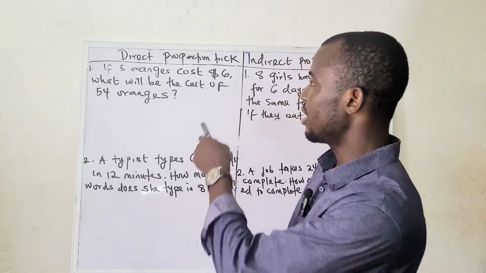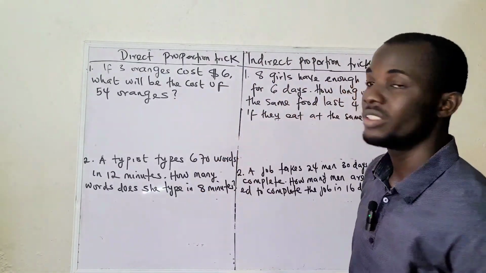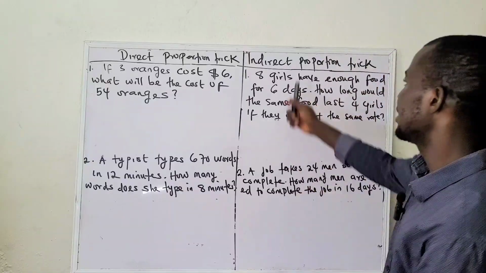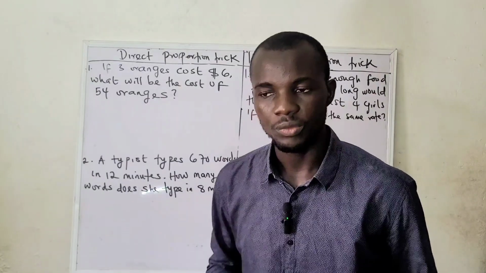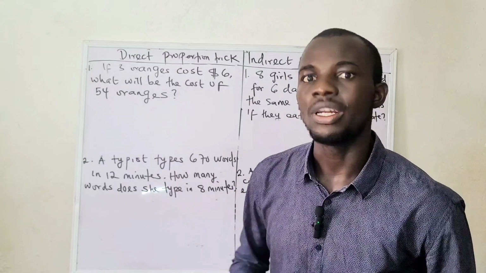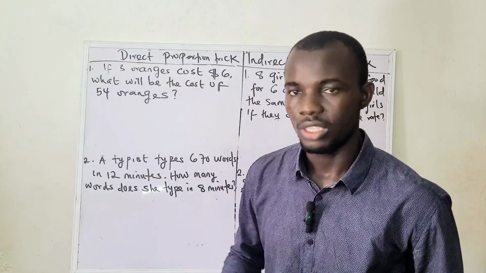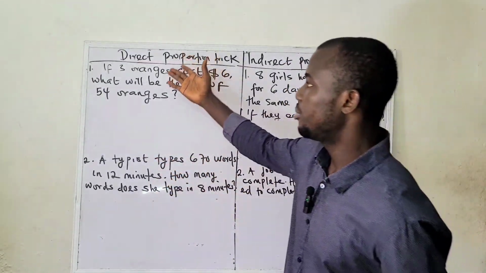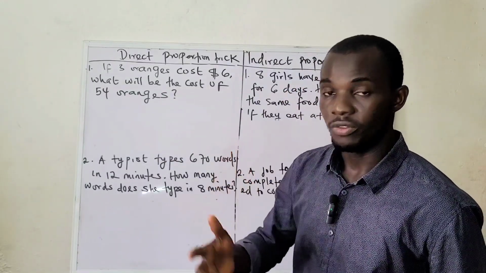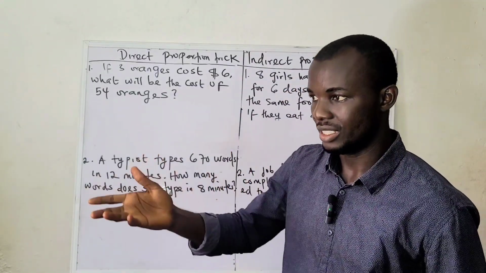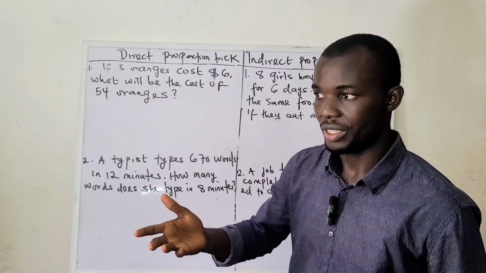Today we are looking at this trick in solving direct proportion and indirect proportion. The question is, how do I identify a direct proportion question and an indirect proportion question? It's easy. In a direct proportion question, if the two quantities increase, then we say it is direct.